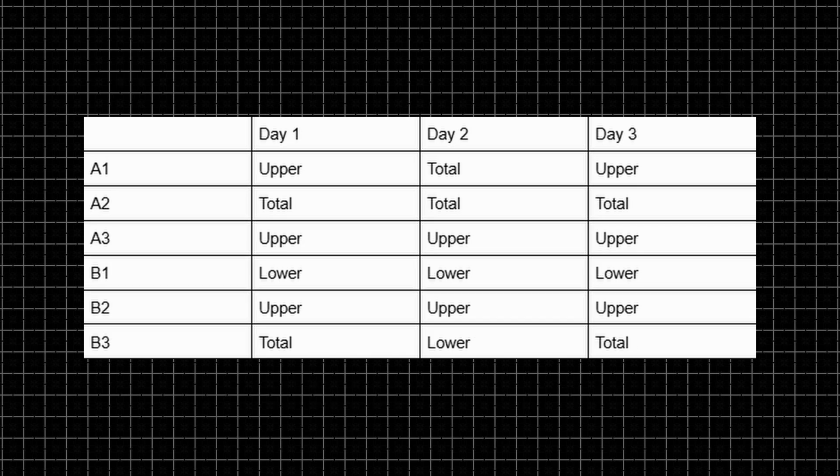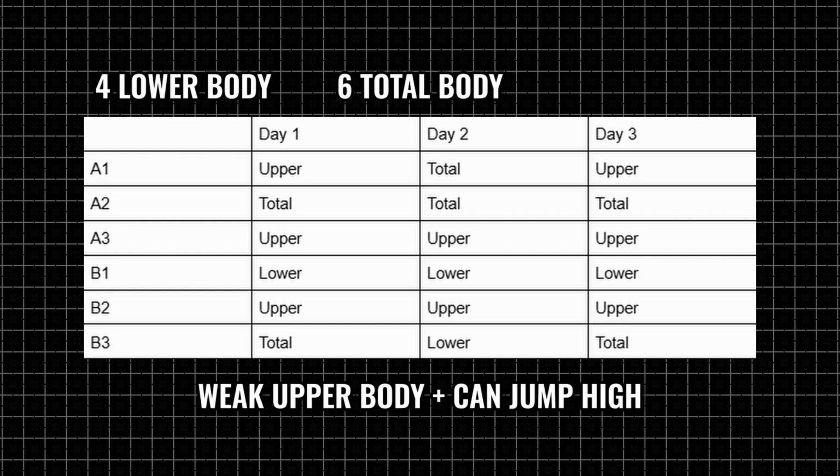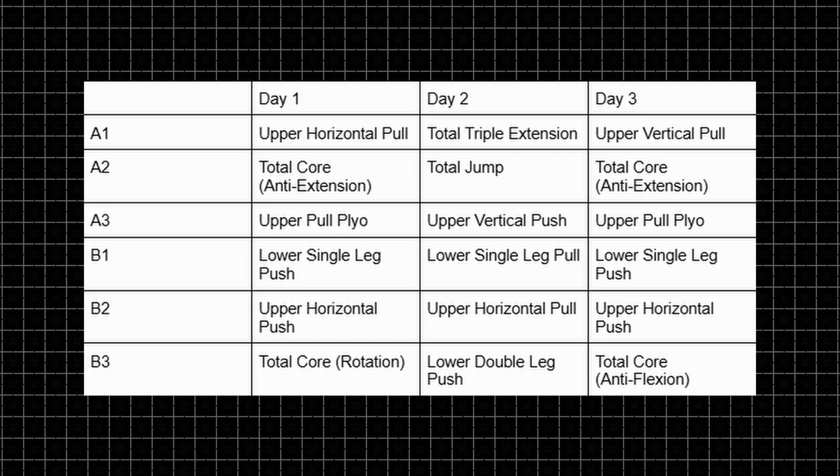movements within a week. Here's another example of what a program could look like for an athlete with a weak upper body but jumps high. This program has a total of 4 lower body, 6 total body, and 8 upper body movements within a week. Once the movement category is decided, the coach or athlete can decide what the movement's subcategories should be.